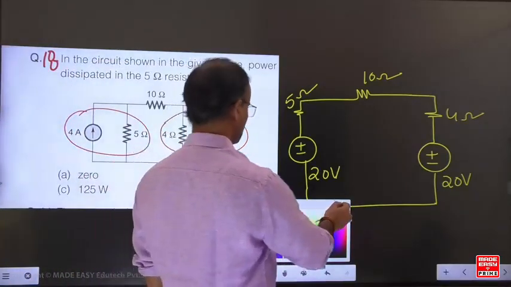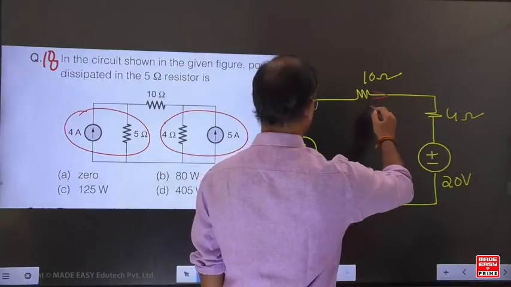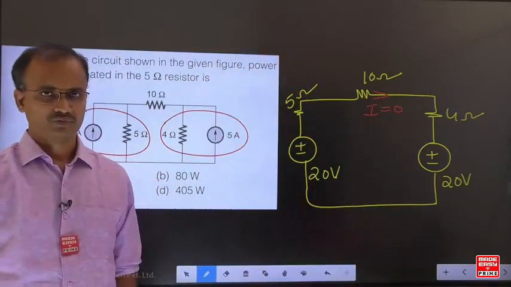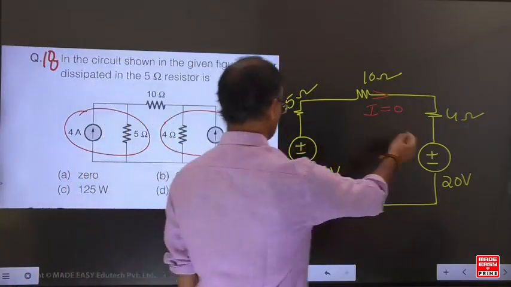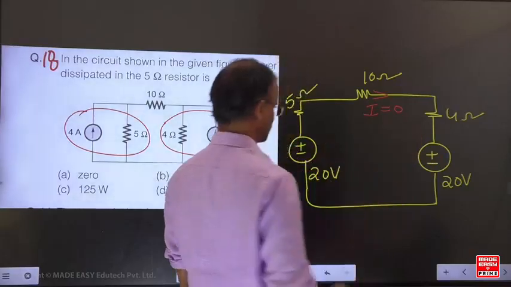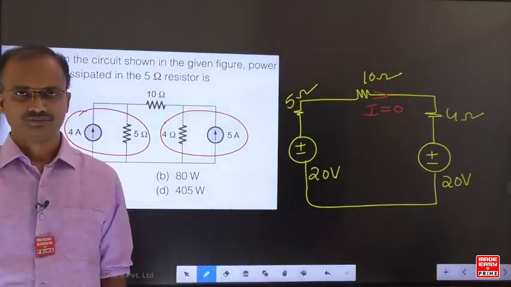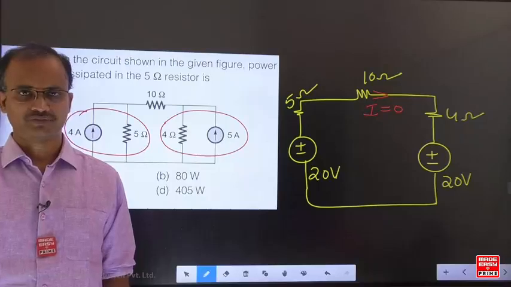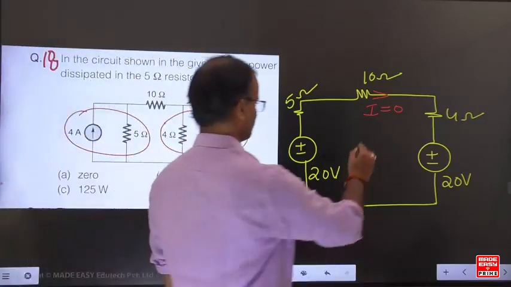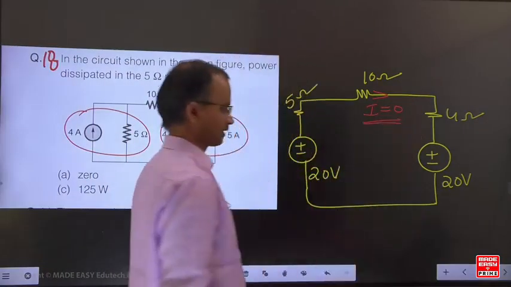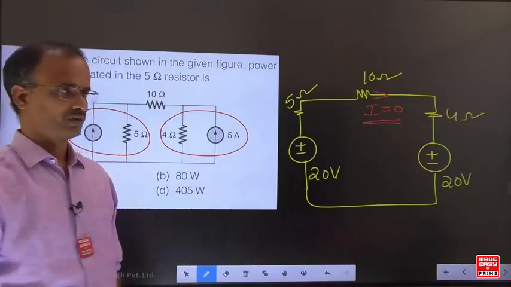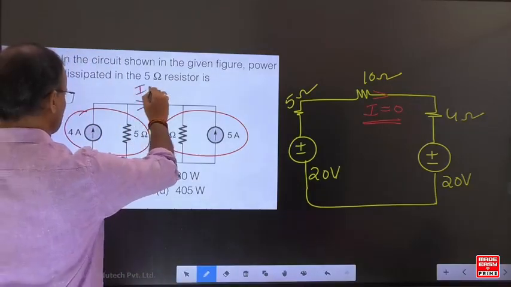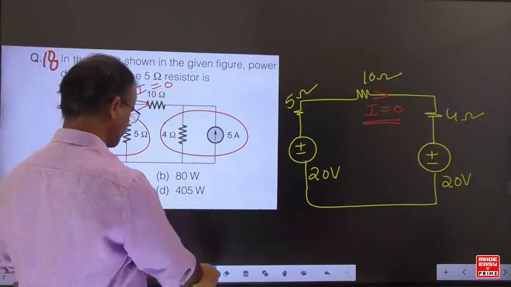Now from this one, the current of this branch is equal to 0. Here, similar polarities mean subtraction. 20 minus 20, the potential difference is equal to 0. If the potential difference is 0, then the current is 0. Here the current in the 10 ohm resistance is equal to 0.